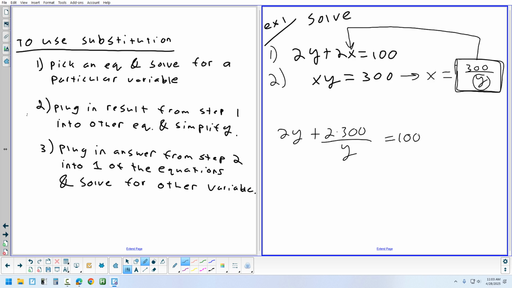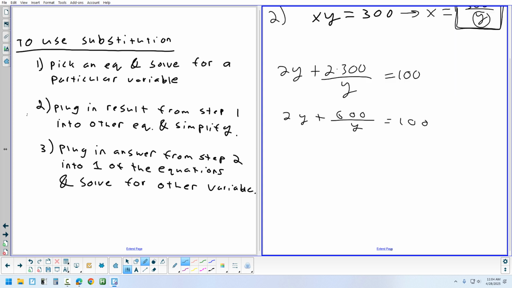Okay, so let's simplify that a little bit. 2 times 300 gives me 600. Generally, if your equation has a fraction in it, the next step is to get rid of it. What could I do? I'd have to do it to all three terms to get rid of having a divide by y. Multiply by y. Yep, I can multiply everything by y. You don't always have to multiply everything by a variable. I'm doing it because we had a fraction with a letter in the bottom.